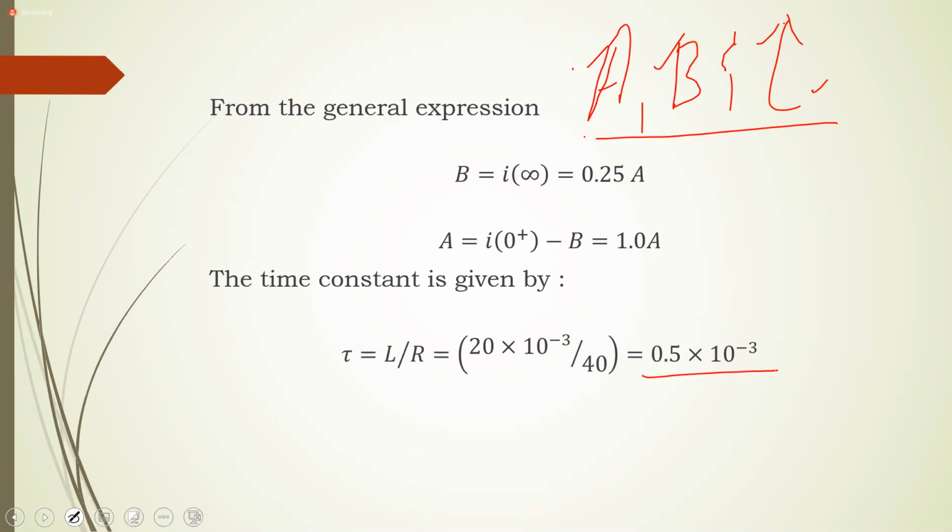So we have 0.5 times 10 to the minus 3. So the complete solution, this is A, this is B, and this is 1 over tau. And that's it. So that's with an inductor.